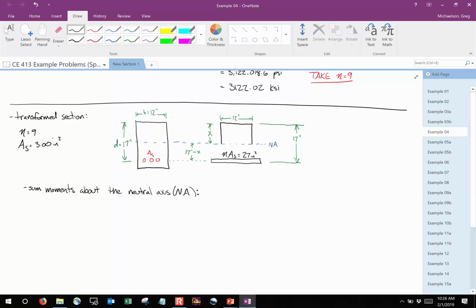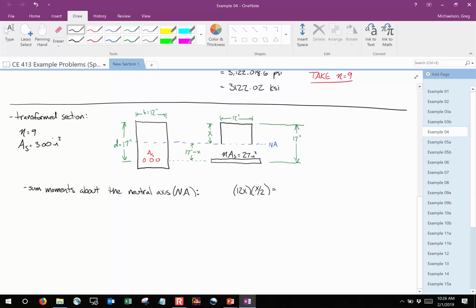12x. Okay? Now, let's talk about moment arms. How far is it from the neutral axis to the centroid of that box? Half x, right? X over 2. So, moments, we have 12x times x over 2. Those are all the moments above the neutral axis. Those have to equal the moments below the neutral axis.